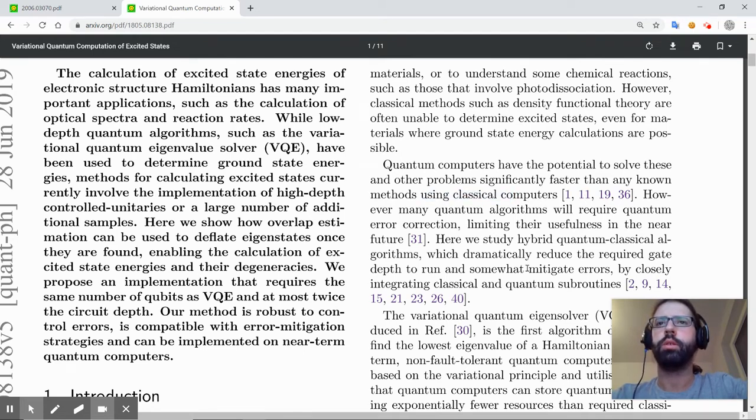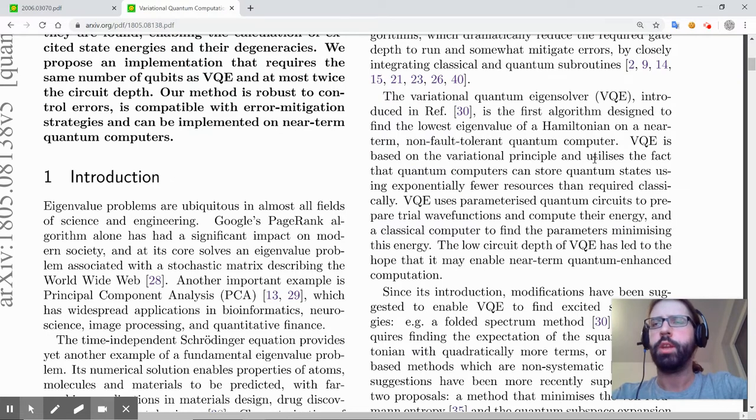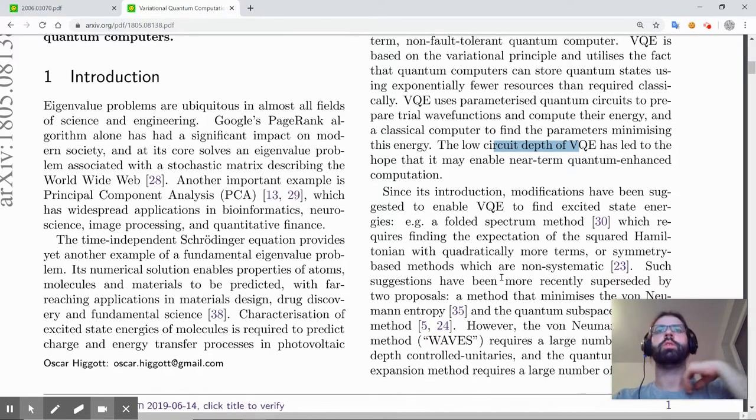Quantum error correction. Okay, the variational quantum eigensolver, introduced in reference 30, is the first algorithm designed to find the lowest eigenvalue of a Hamiltonian on a near-term non-fault tolerant quantum computer. VQE is based on the variational principle and utilizes the fact that quantum computers can store quantum states using fewer resources than required classically. VQE uses parameterized quantum circuits to prepare trial wave functions and compute their energy, in a classical computer, to find the parameters minimizing this energy.